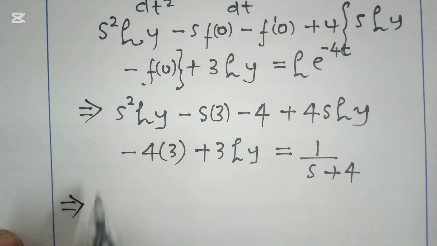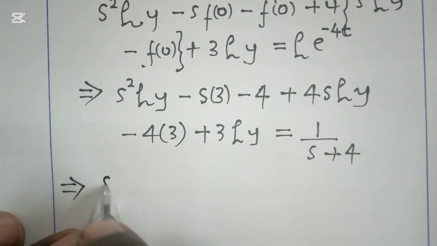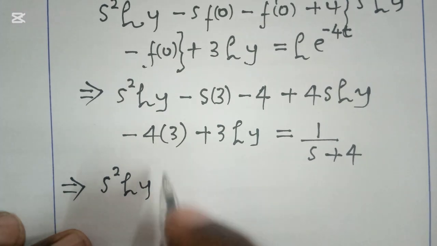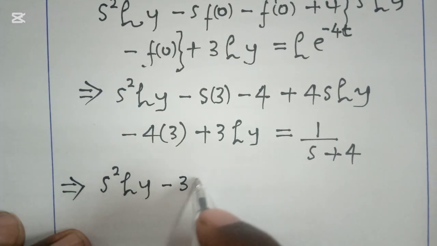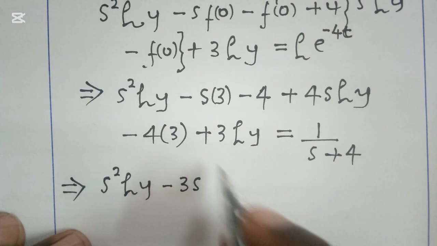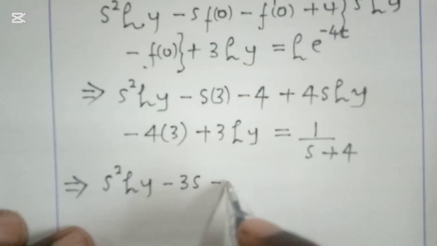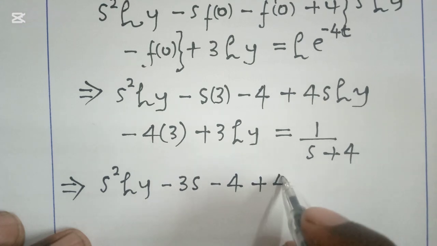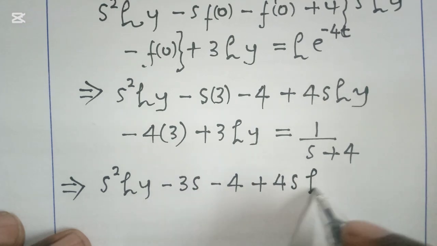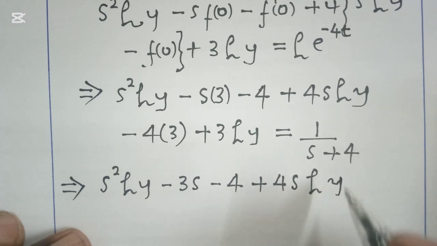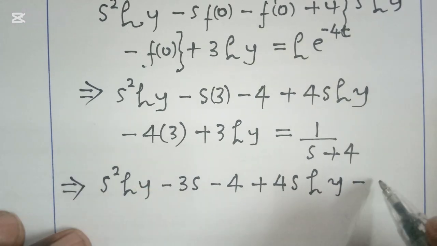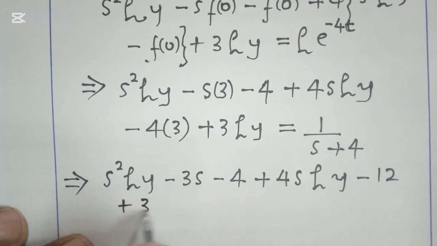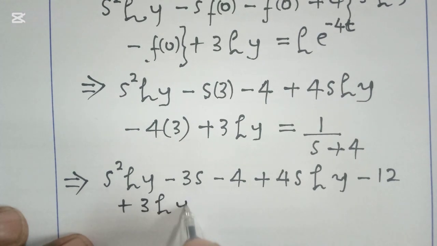So guys, I can write it properly. Now s squared times the Laplace transform of y, minus 3s, minus now 4, plus we have 4s times the Laplace transform of y, minus, this is now 12, plus 3 times the Laplace transform of y.